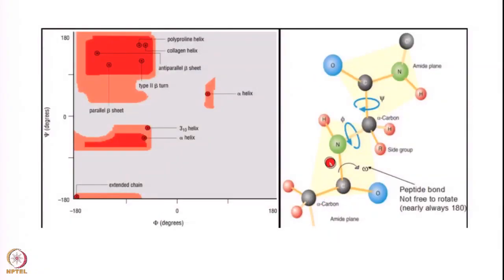So let us continue with the description of the protein structures at a more fundamental level. We said that the relative orientations of the amino acids depend upon some torsion angles described as phi and psi in the previous slide, and we will examine more about that now. So here we have the peptide chain running like this, schematically indicated here.